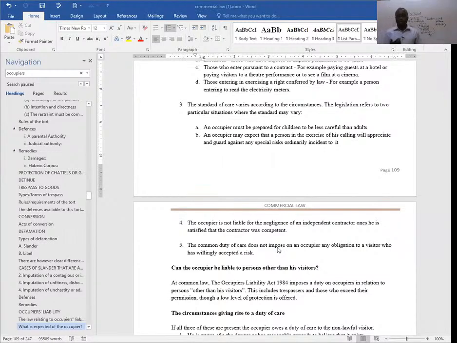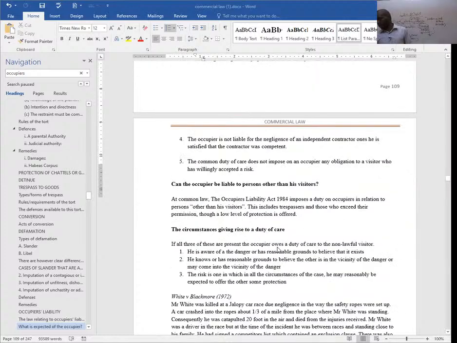A failure to do such, then this particular owner or basically the occupier of that particular property can be held responsible under what we call a tort known as occupier's liability. He has failed in his responsibility with regard to those who are visiting his or her property.